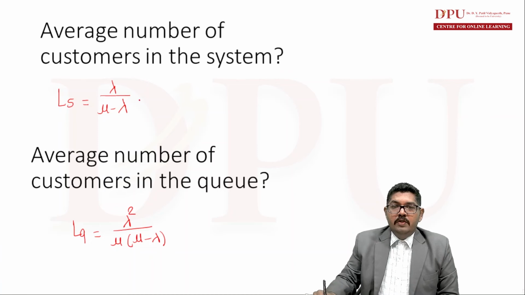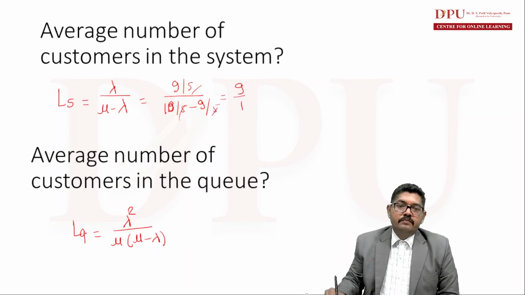So this is equal to lambda, which is 9 divided by 5, per 5 minutes, divided by 10 divided by 5 minus 9 divided by 5. So this will be equal to, the 5 will get cancelled, 9 divided by 10 minus 9, which is 1. Now let us calculate this thing also.